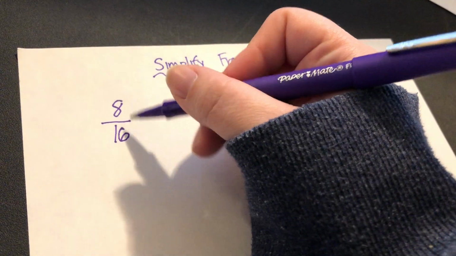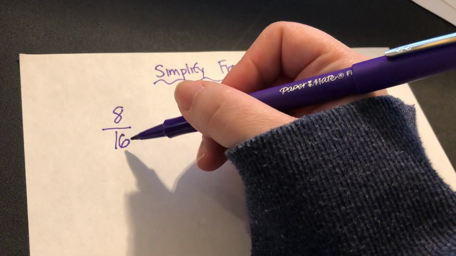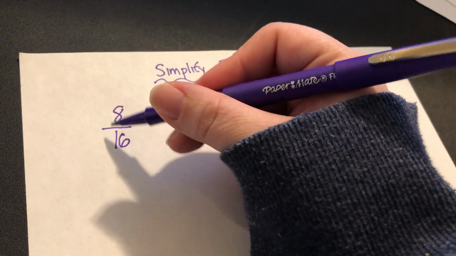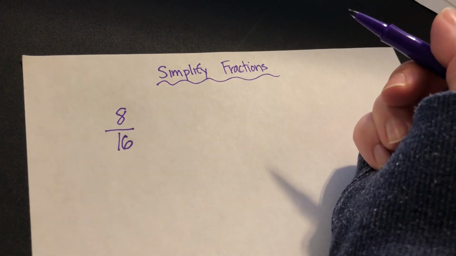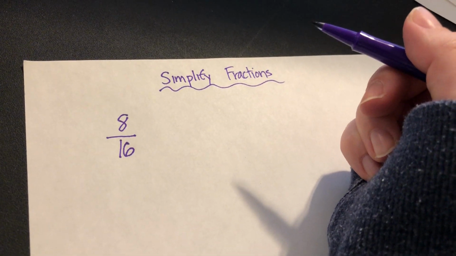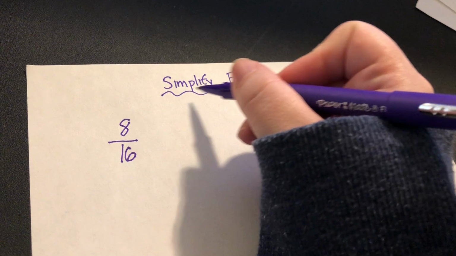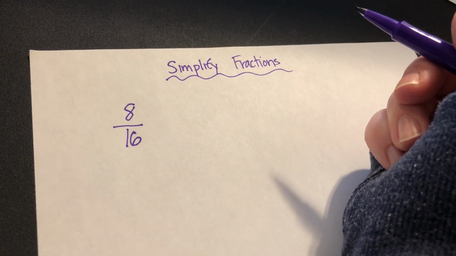Now this fraction, 8/16, as you can tell, 8 is half of 16, so this is a fraction that is equivalent to 1/2. But when we simplify fractions, what we're doing is making it as simple as possible. We're going to do it to its lowest, simplest form.